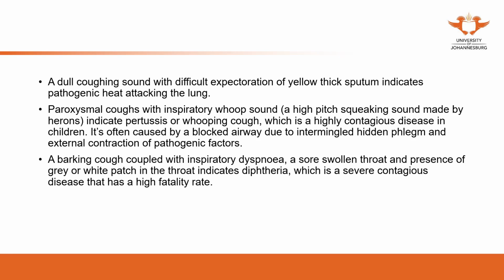Dull coughing sound with difficult expectoration and yellow thick sputum indicates pathogenic heat attacking the lung. Yellow, thick, that's the heat. So as you can see from here, we give you some of the manifestations and we try to help you to identify from the manifestations, from the symptoms, to conclude the causes.